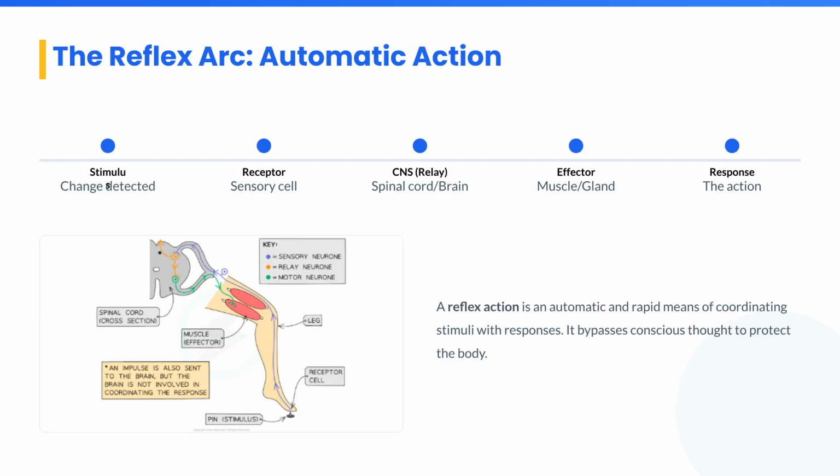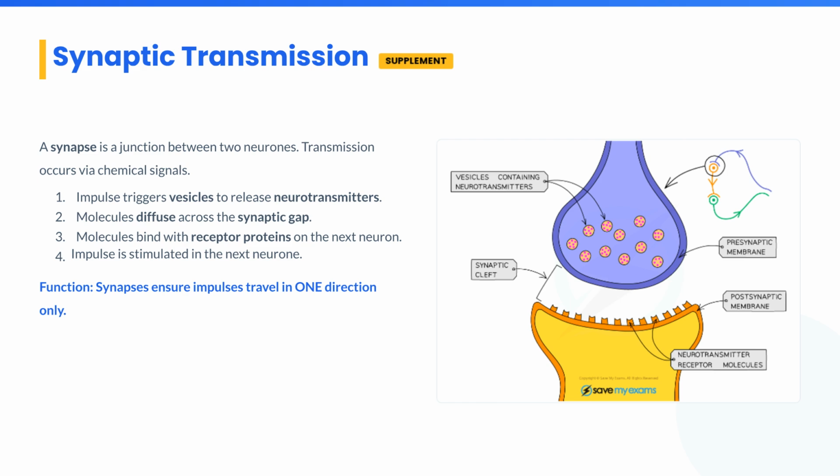A reflex action is an automatic and rapid response coordinated through a reflex arc. This process involves a stimulus being detected by a receptor, sending an impulse to the CNS via a sensory cell, and then to an effector for the response.